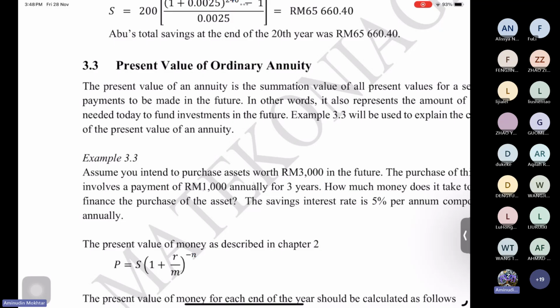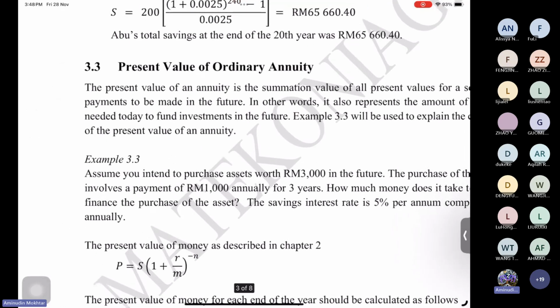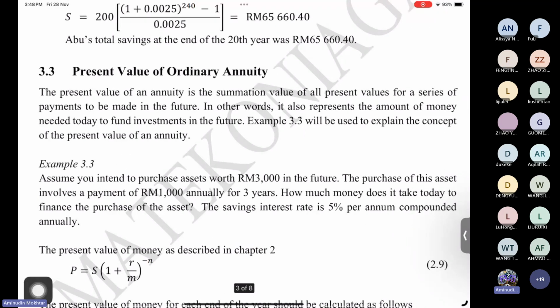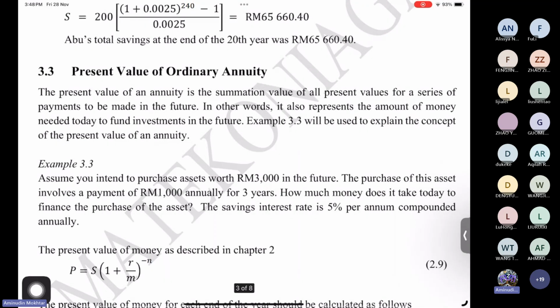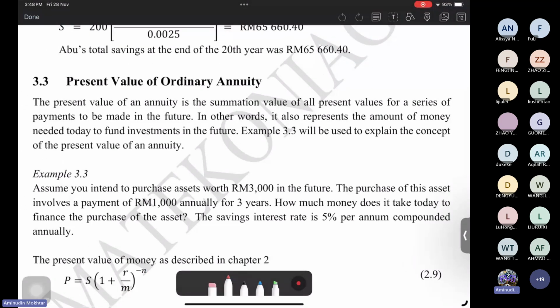The series of payments is made at the end of each quarter. Now, what is the present value of annuity? The present value of annuity is the summation of all present values for a series of payments that are to be made in the future. In other words, you plan to pay some amount in the future, so we can calculate the present value of the payment.